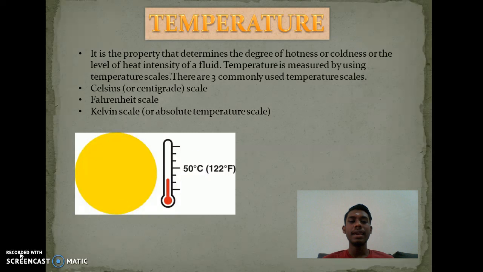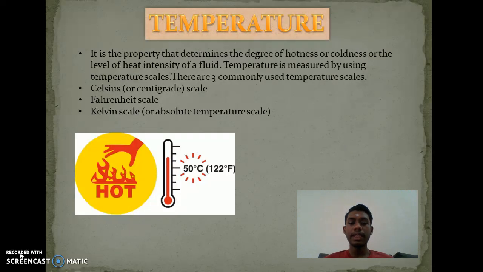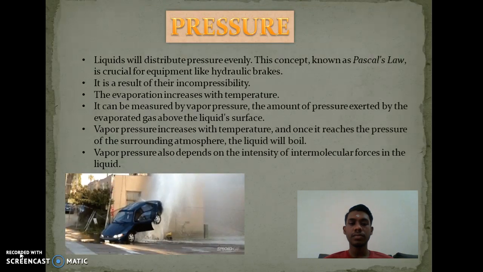Next is temperature. It is the property that determines the degree of hotness or coolness, or the level of heat intensity of a fluid. Temperature is measured by using a temperature scale. There are three commonly used temperature scales: degree Celsius, Fahrenheit scale, and Kelvin scale. Next is pressure. Liquid will distribute pressure evenly. This concept is known as Pascal's law. It is crucial for equipment like hydraulic brakes.